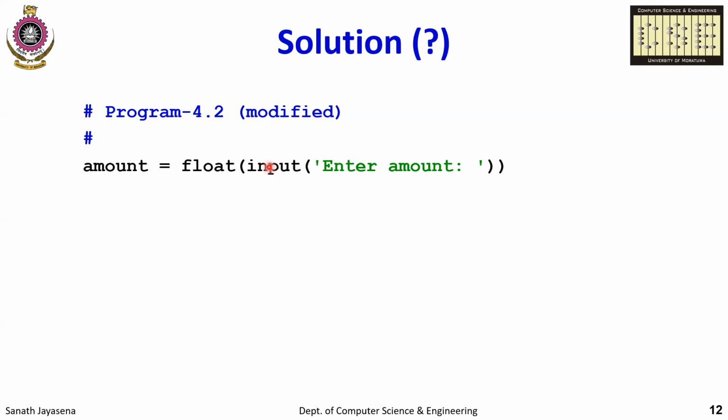The input function will basically read something from the keyboard. And before it actually reads from the keyboard, this prompt is displayed to the user. So when the user sees enter amount, the user can type something, and it is expected to be a number, a value in rupees, right? And this input function is going to read it from the keyboard and return it as a string. That value is going to be returned as a string.